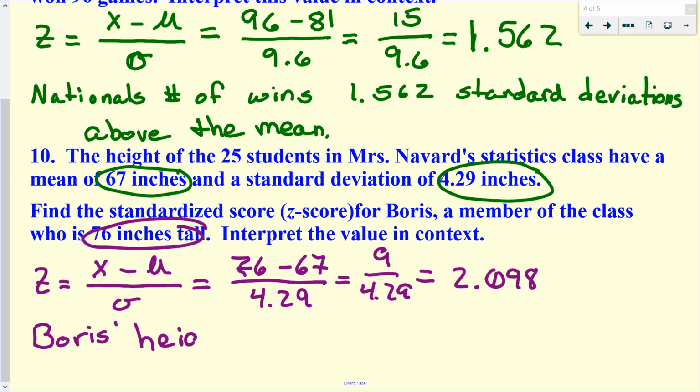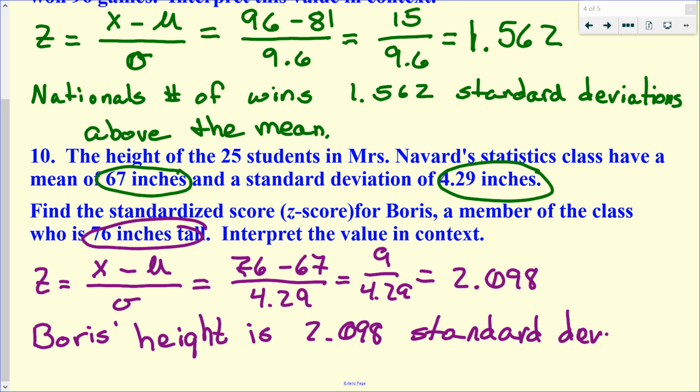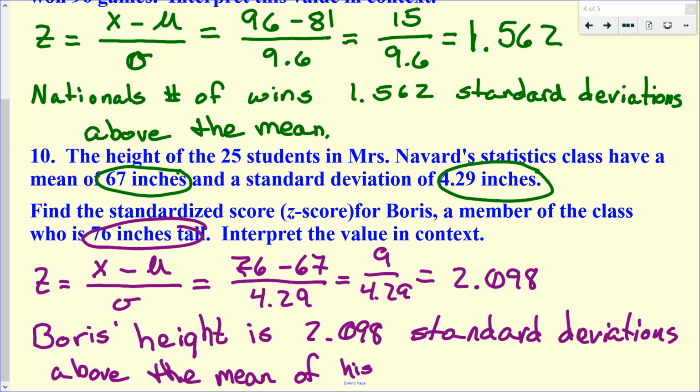So this is telling us that Boris's height is 2.098 standard deviations above the mean of his class. I will tell you, and we'll look at this later on when we look more into normal distributions, that does make Boris exceptionally tall for his class.